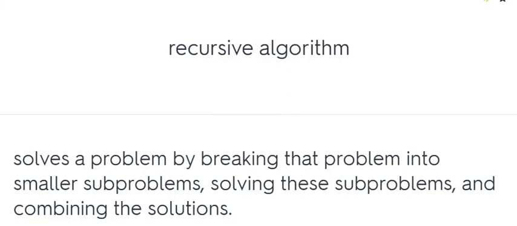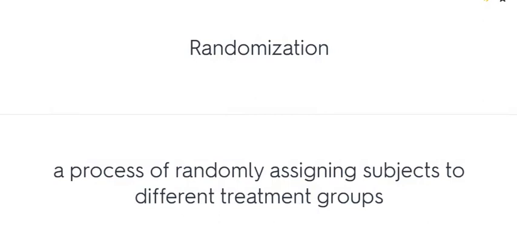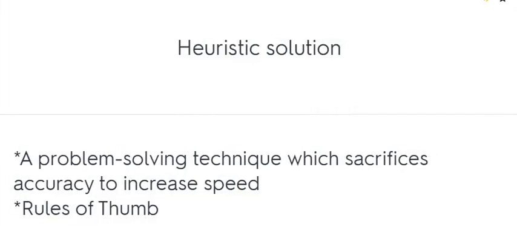Recursive algorithm, solves a problem by breaking that problem into smaller subproblems, solving these subproblems and combining the solutions. Randomization, a process of randomly assigning subjects to different treatment groups. Heuristic solution, a problem-solving technique which sacrifices accuracy to increase speed. Rules of thumb.